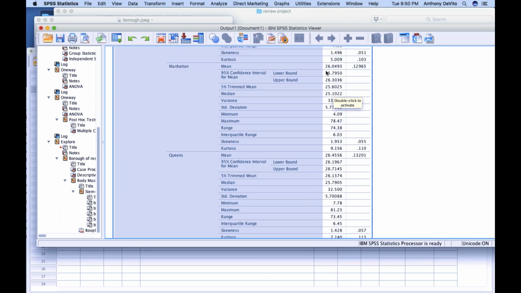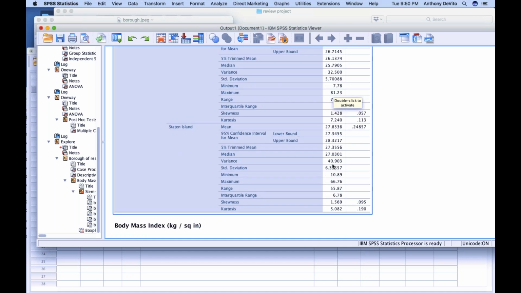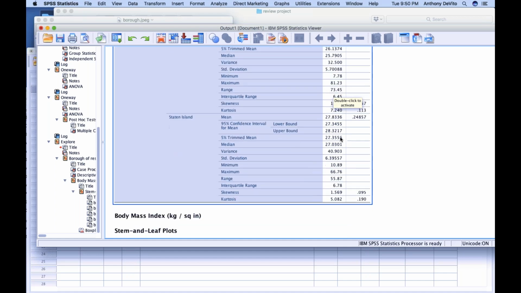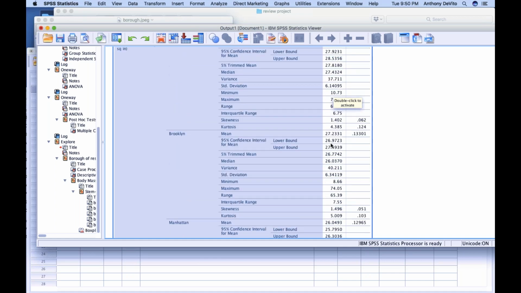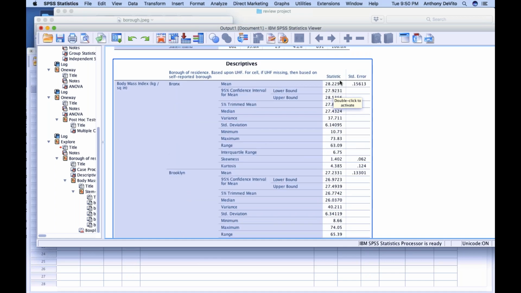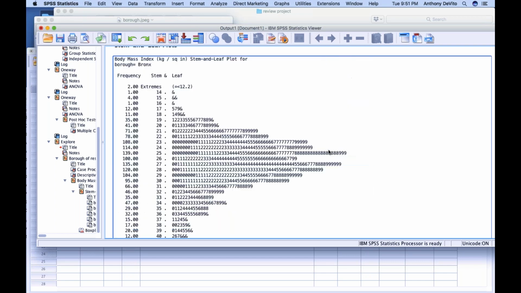Queens is 26. No wonder we didn't find a significant difference between these two guys. Look how close they are. And Staten Island is 27. So obviously, there's going to be likely to be a difference between Queens and the Bronx because numerically, the mean BMI, average BMI for those boroughs is very different.